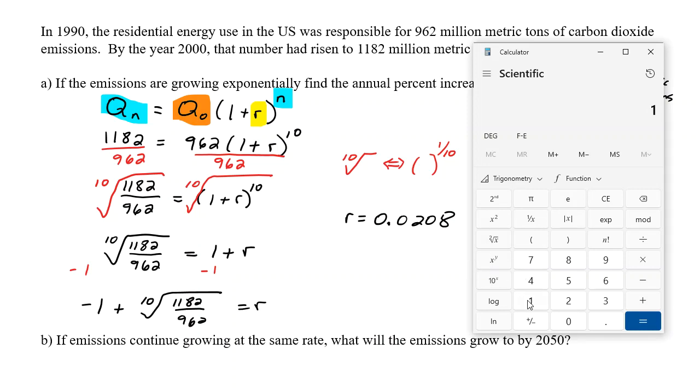So I could go 1182 divided by 962, get that number, and take that number to the 1/10th power. 1/10 is 0.1. I could just type in 0.1, or if I don't know the decimal, then I do parenthesis 1 divided by 10. So I'm taking it to the 1/10th power, see up here, equals, and then subtract 1 equals. So mess around with your calculator and see if you can get this value. If you can't, reach out, Google it.